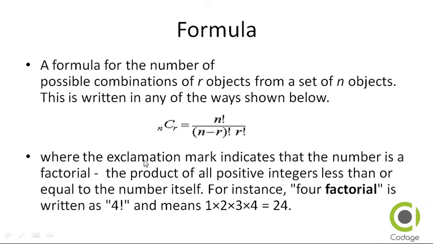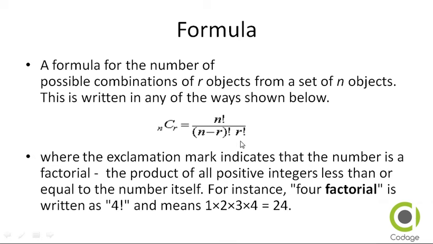The formula for the number of possible combinations of r objects from a set of n objects is written as below. nCr equals n factorial upon n minus r factorial into r factorial. It is the same as the permutations, but the only difference is that we take the sets with different orders but the same value as 1. So we need to exclude that set, so we will divide it by r factorial.